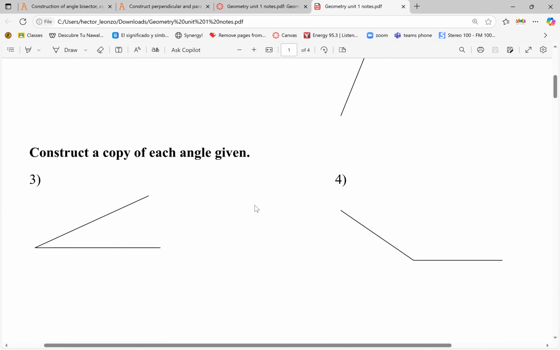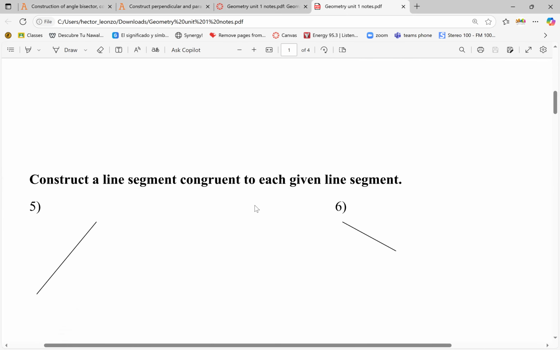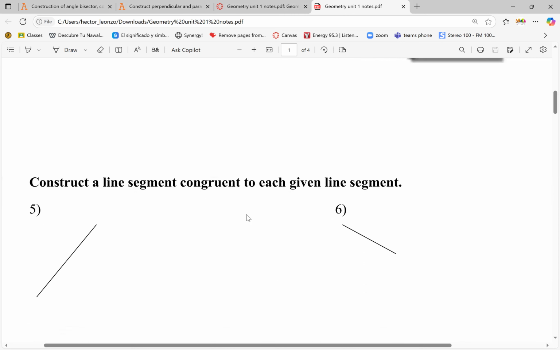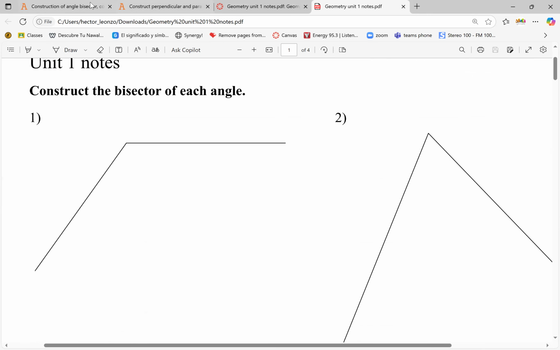So we're going to construct a copy of an angle, and we're going to construct a line segment congruent to each line segment. Congruent, in reality, means a copy. I'm going to copy that line segment. But for this, I'm going to show you using our homework.